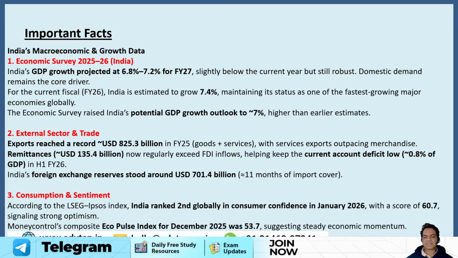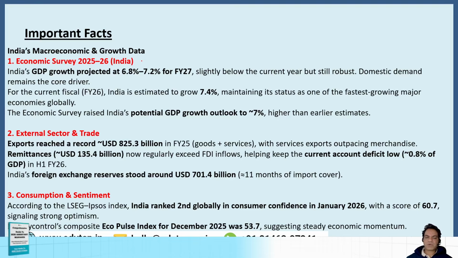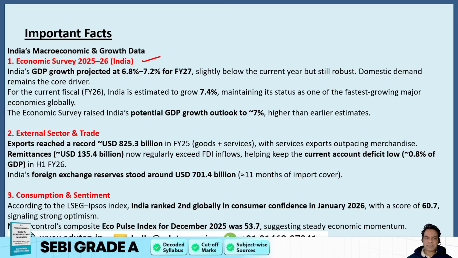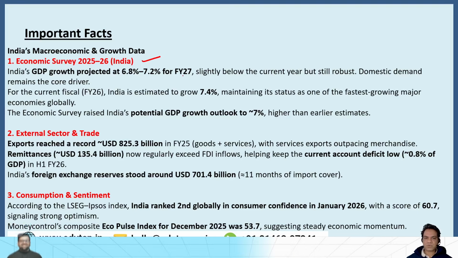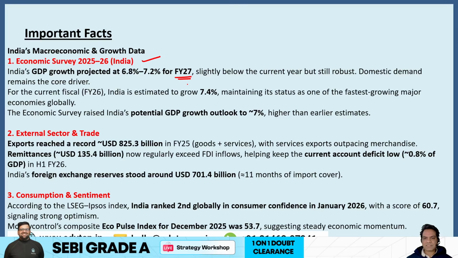Now what you can do, guys, is I've given you so many different verticals. So start collecting facts, right? Start collecting data points for your essays. For example, if we talk about recent updates, Economic Survey 25-26, what does the Economic Survey say? The GDP growth rate is projected at 6.8 to 7.2% for fiscal year 27, slightly below the current year but still robust.